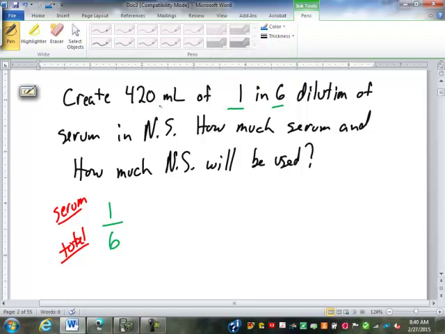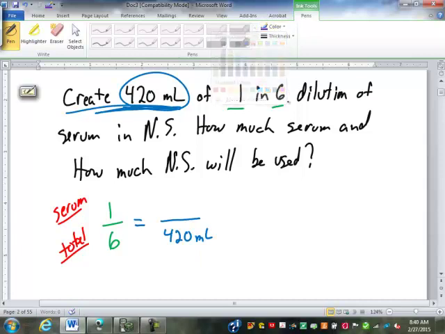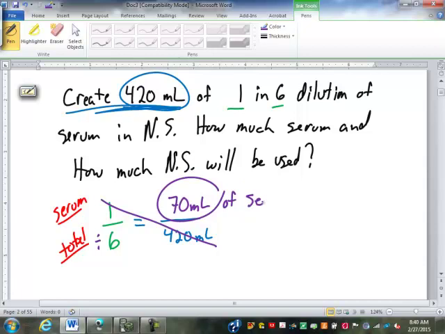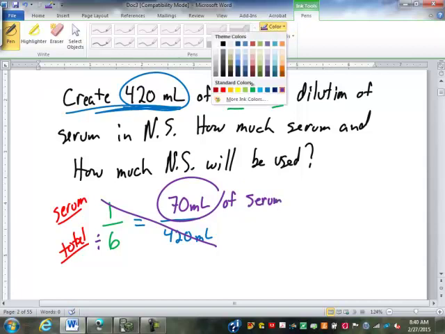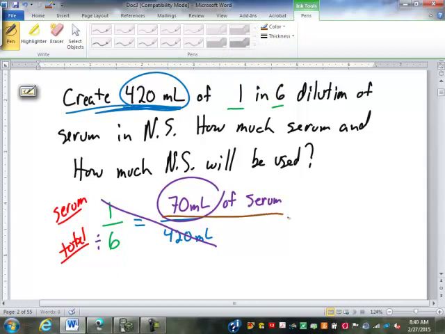So up in the rest of the problem up here, do we have a number that represents either the serum or the total? Yeah, we want to create 420 milliliters of that dilution. 420 milliliters is the total amount of solution. So that's going to go on bottom with the total. And we will cross multiply and divide. 1 times 420 divided by 6 is 70 milliliters. What's that 70 milliliters represent? That's serum. That's our medication.